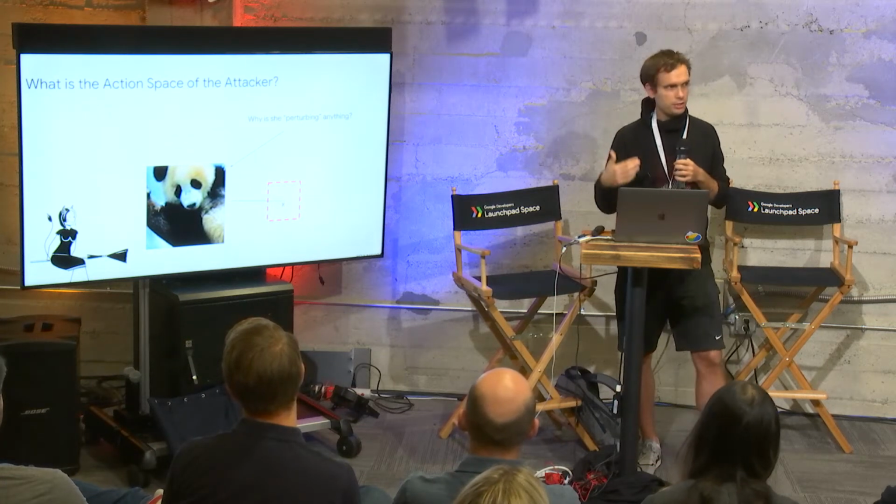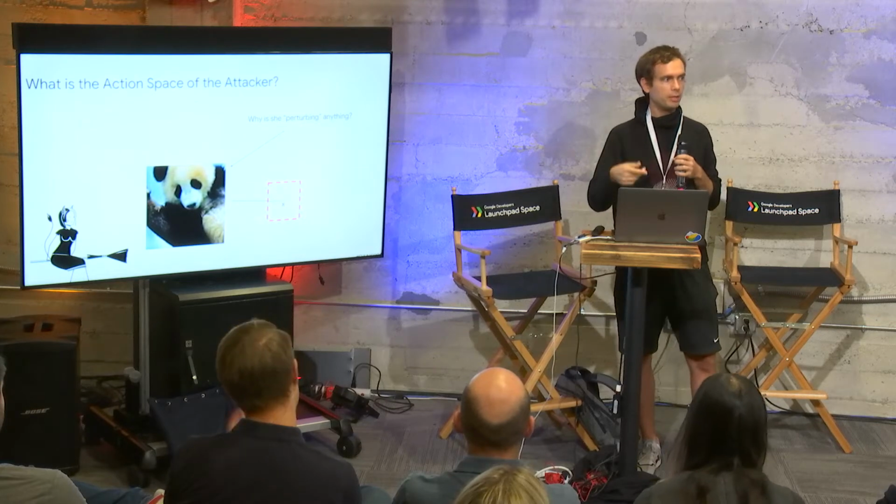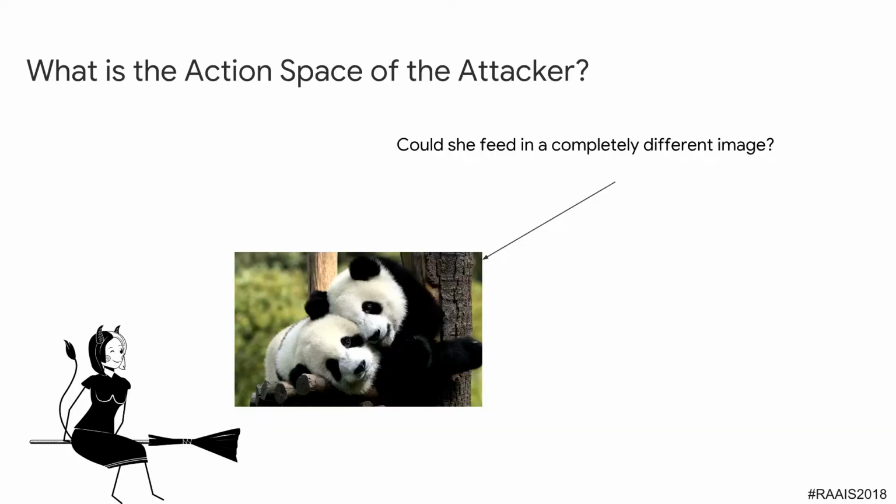If she can change every pixel of the image by a little bit, she could change every pixel of the image by a lot. And so maybe she could just feed in a completely different image. This makes something we call the test set attack possible. If you have a model that misclassifies 1% of pandas, and the attacker just samples images of pandas at random, they will eventually find a model error.